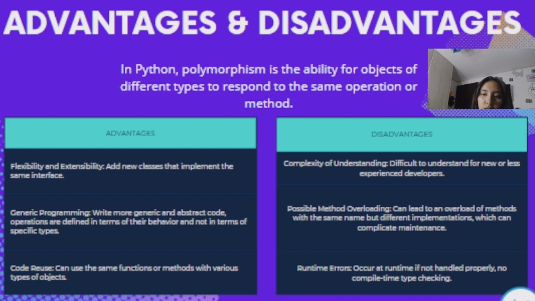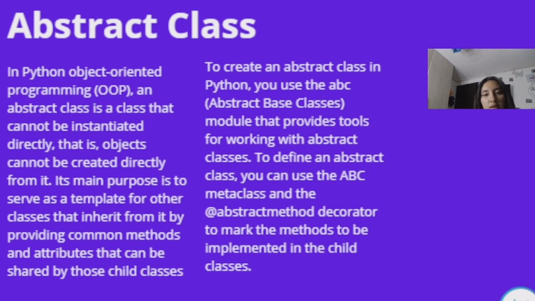And the last one of the disadvantages is runtime errors. These can occur at runtime if not handled properly, as there is no compile time type checking. That is the advantages and disadvantages of polymorphism. Now we have the abstract class.